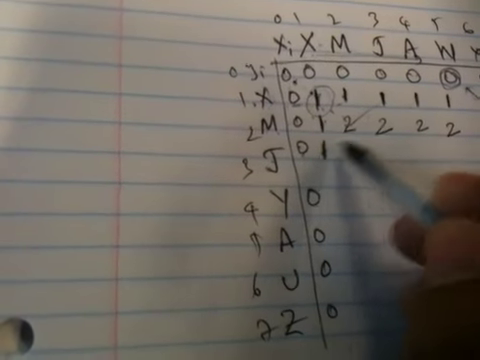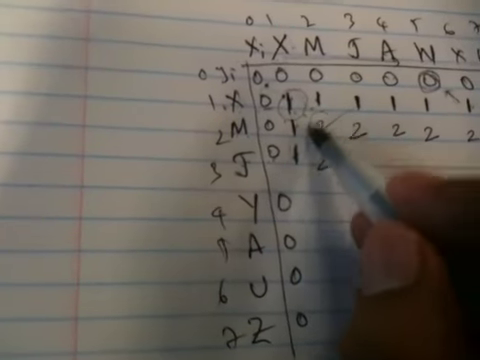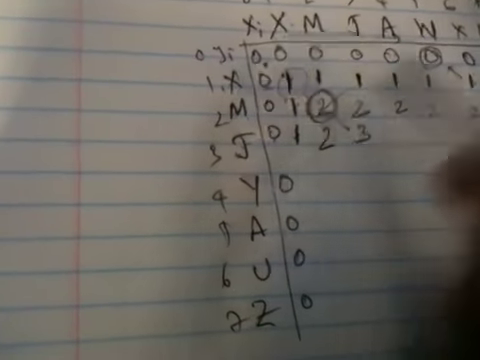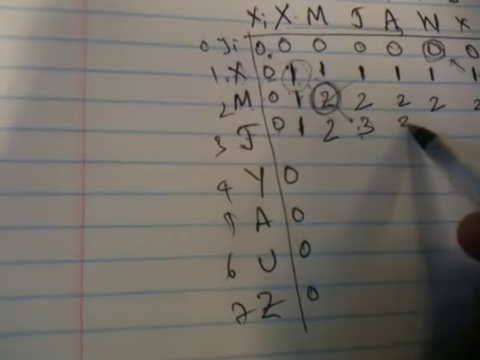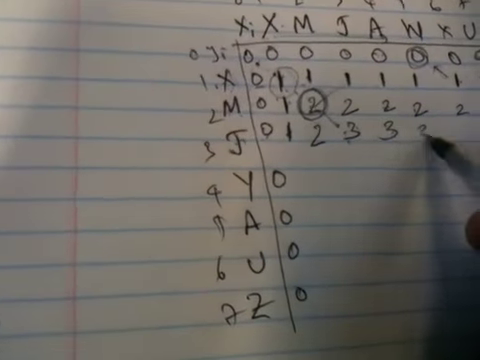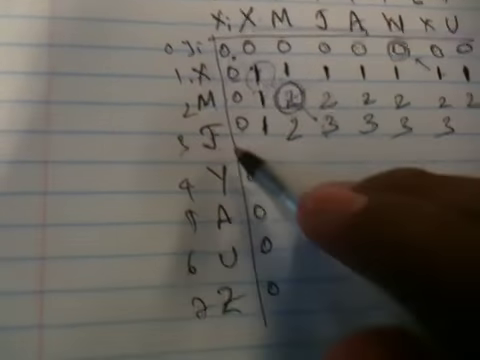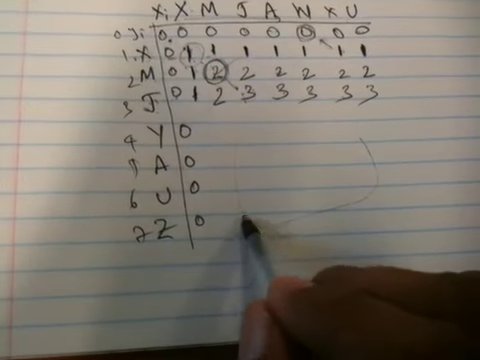Next, j and m, both are different, so greatest of these two, 2. J and j, both are equal, so now we add 1 to the diagonal element, 2 plus 1, 3. J and a, both are different, the greatest of 3 and 2, 3. J and w, 3. J and x, different, 3 and 2, 3. J and u, different, 3 and 2, 3. Now I'll do this part and I'll start recording for this last line. I'm going to pass this one.